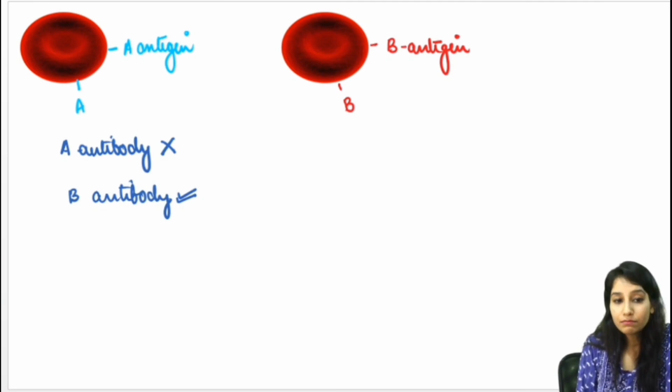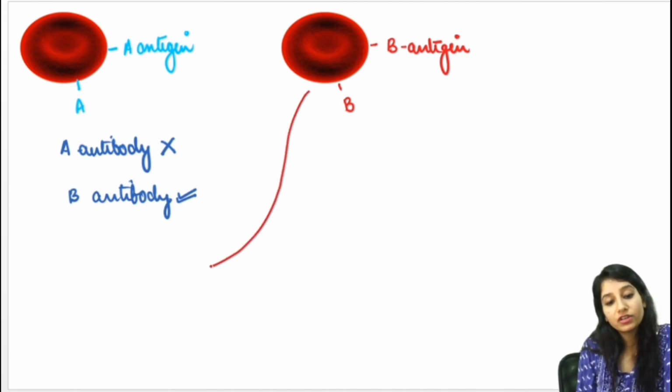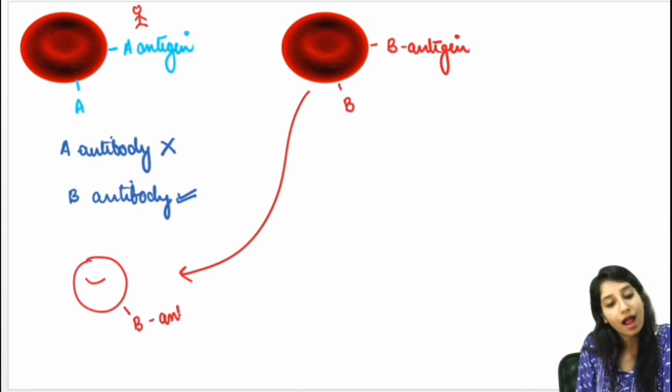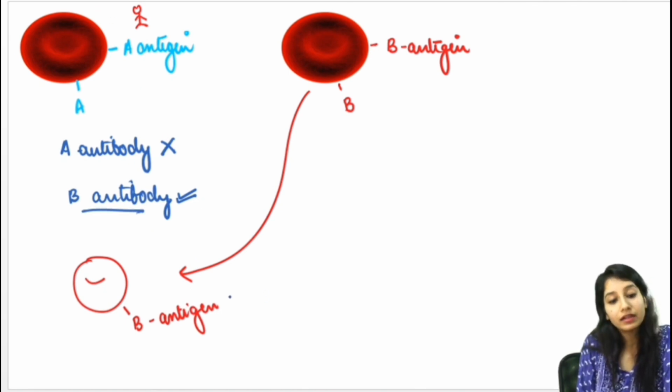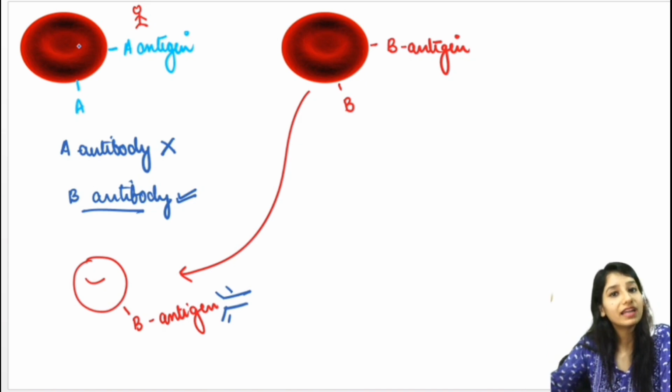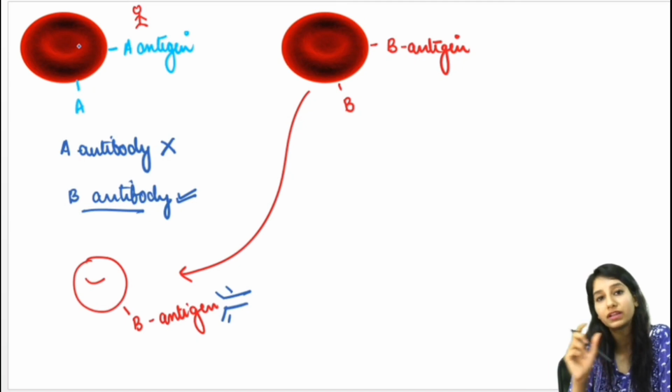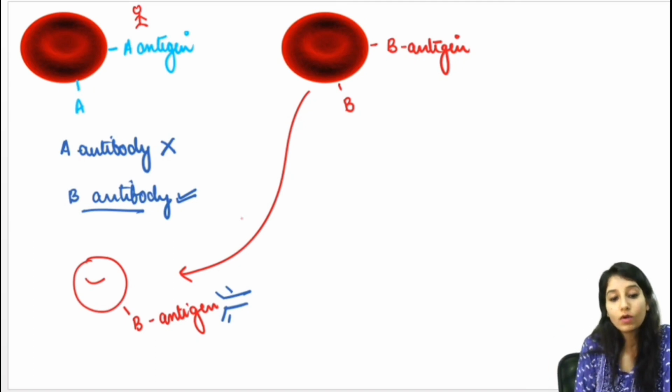Now what happened? By mistake, a transfusion has occurred, and this person whose blood group is A has been transfused with the RBC that contains B antigen. Now you can see what will happen. This B antibody comes and binds with this B antigen. If it binds with B antigen, it can activate any of the three things that we have seen. It can activate ADCC, the complement system, or some phagocytic cells. So obviously, it has now activated the complement system.